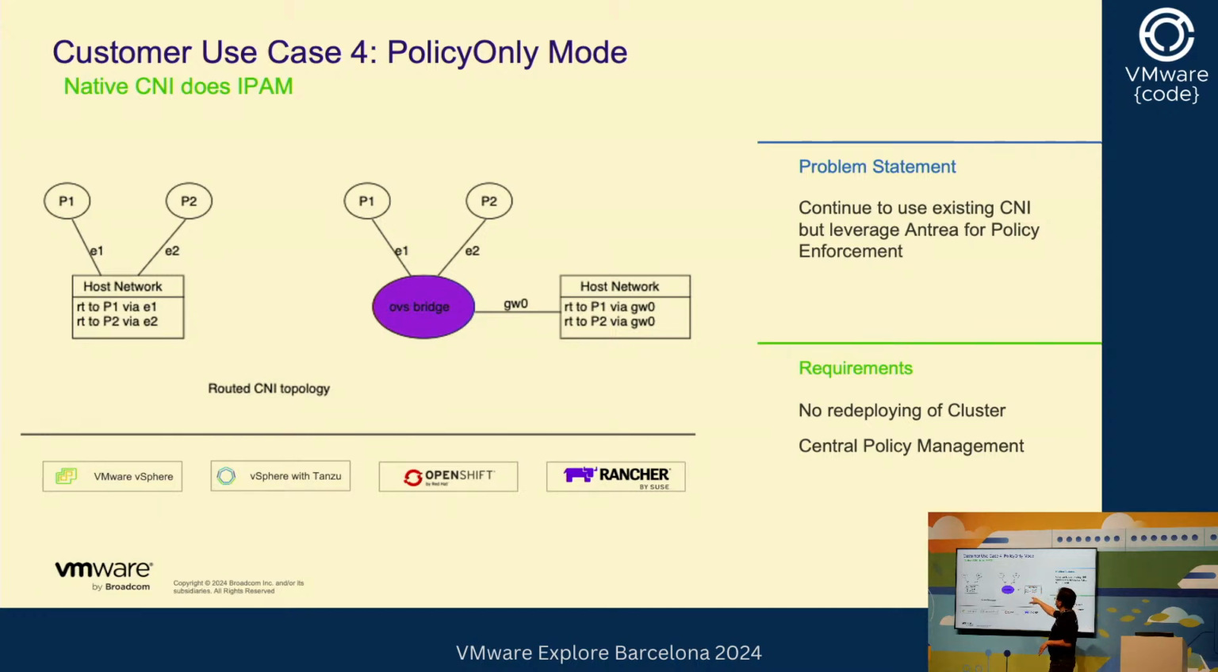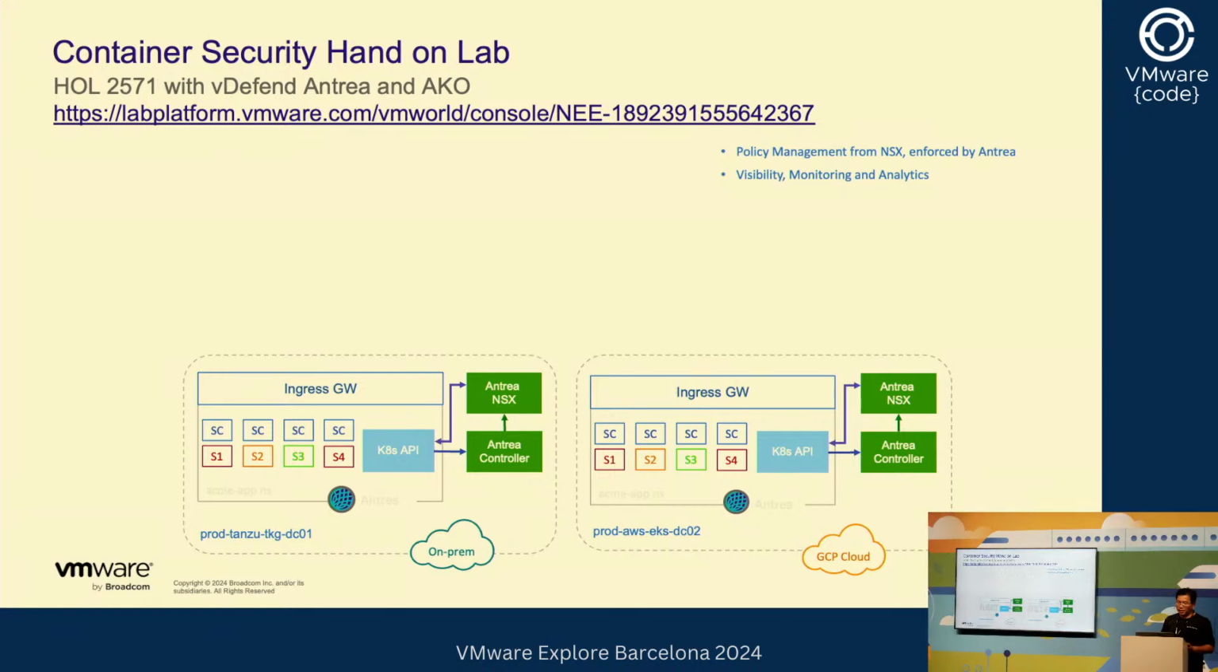So we apply policy because we run on the OVS. So you're running on top of your current CNI. You can also do that, so combine two CNIs together. And then another use case, I think you should go to the hands-on lab 2571. Search for the hands-on lab at labplatform.vmware.com, and you search for vDefend, and you will see all of that.